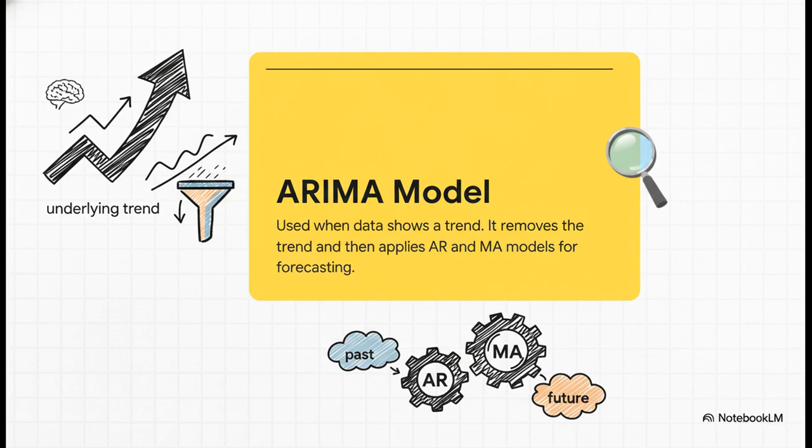Let's say your data has an obvious trend, like sales are just generally going up over time. Well, for that, you'd use a model called ARIMA. The I in the middle stands for integrated, which is really just a fancy way of saying the model is smart enough to first account for that overall trend. By getting that out of the way, the AR and MA parts can do their jobs much more effectively. And honestly, that can be the difference between a useless forecast and one you can actually build a whole business strategy around.